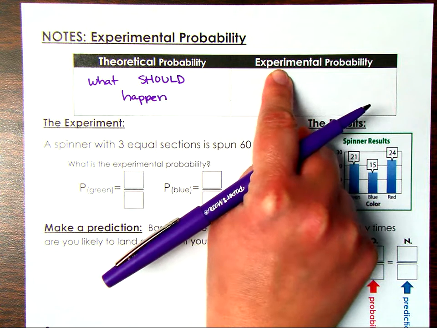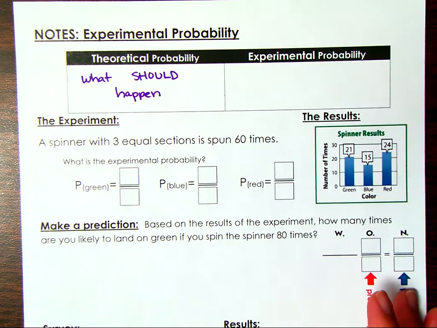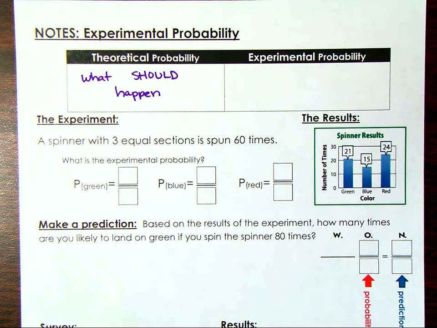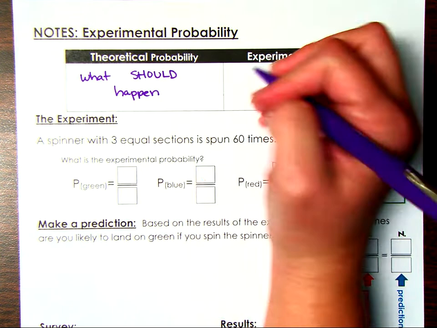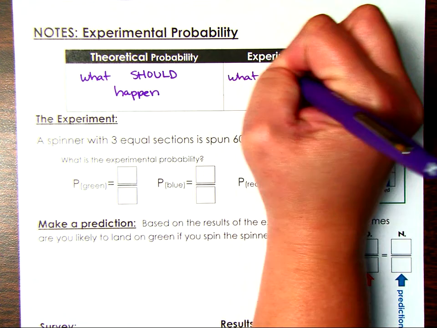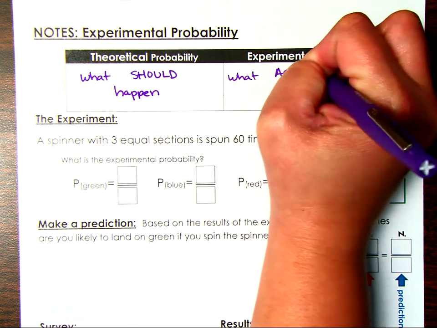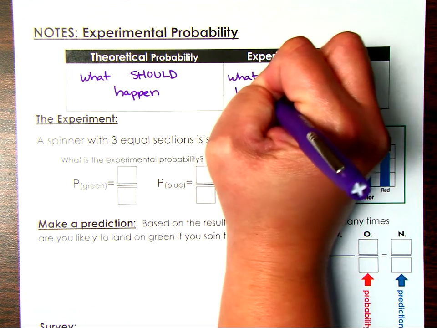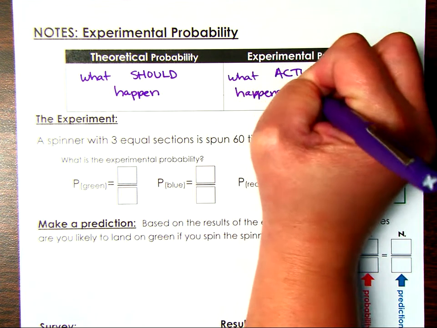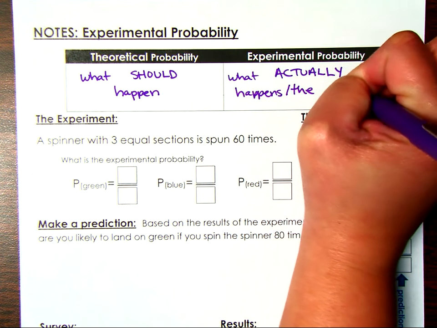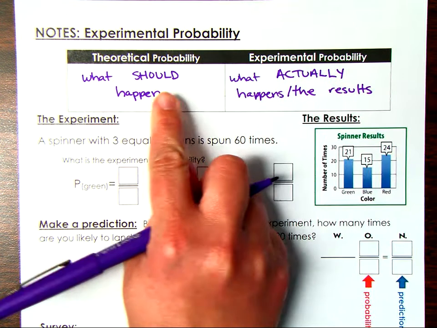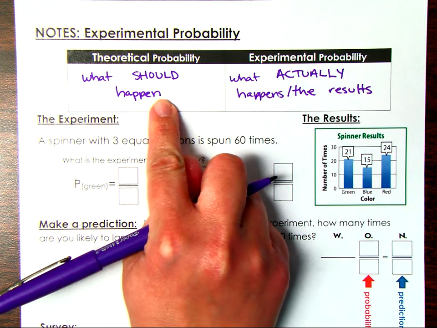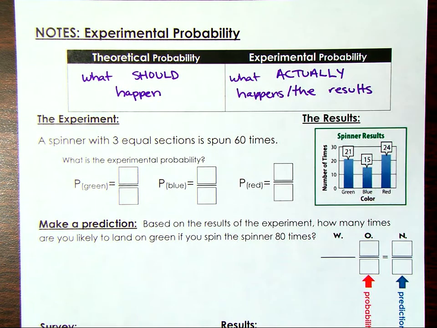Experimental, well, think about if you have an experiment in science or you're looking through something and trying it out and you see the end result. So experimental probability is what actually happens. So these are your actual results. What actually happens. The results.